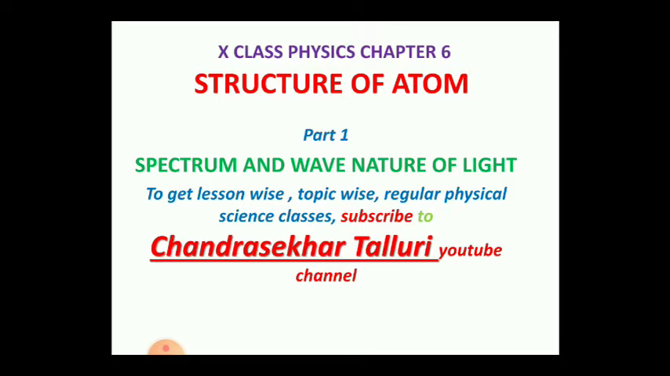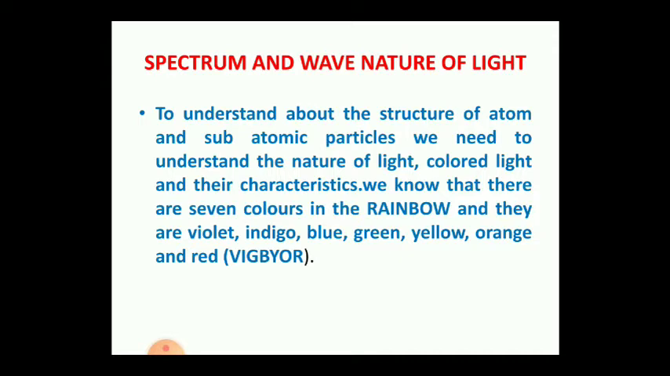In part 1, we are going to know spectrum and wave nature of light. Mostly we are going to know about the wave nature of light. Spectrum and wave nature of light. To understand about the structure of atom and subatomic particles, we need to understand the nature of light, colored light and their characteristics.